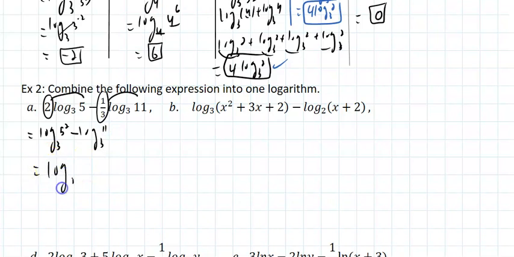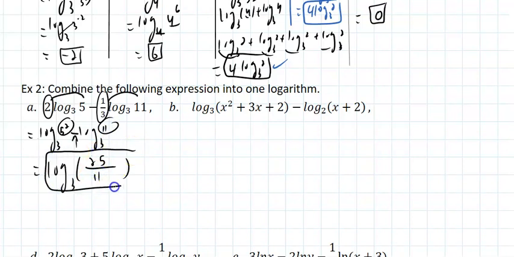That'll be the log base 3. Now that there's a 1 and a negative 1, well, it's simply with a minus, you always divide 25 by 11, and there it is.